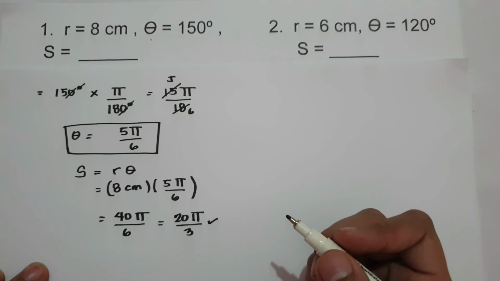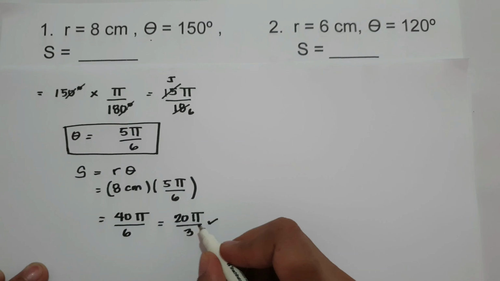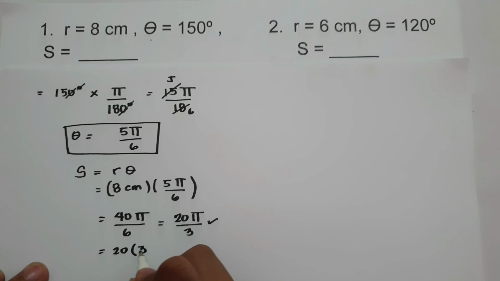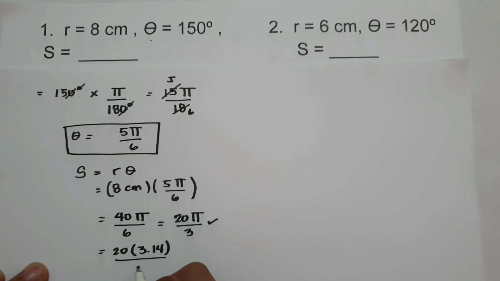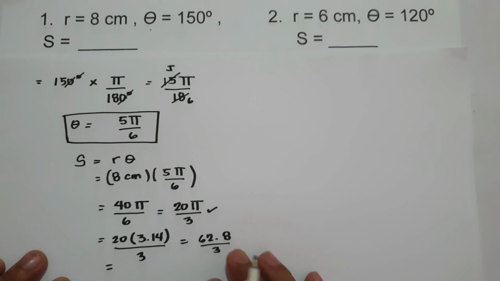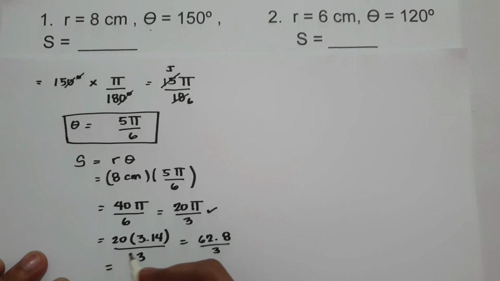But if you want to find the exact value of 20 pi over 3, you can substitute 3.14 for pi. So we have 20 times 3.14 divided by 3. 20 times 3.14 is 62.8. 62.8 divided by 3 is 20.93 centimeters. So this would be the arc length.